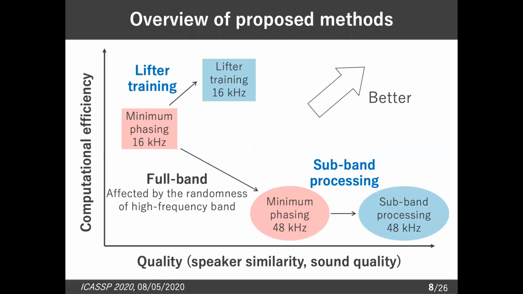Here, let me propose our methods, lifter training and subband processing. Here is the overview of our proposed methods. One of our methods is lifter training with filter truncation for improving the computational efficiency. The other method is subband processing during conversion for improving the full-band converted speech quality. Please note that in this work, we apply these two proposed methods independently to the conventional method.